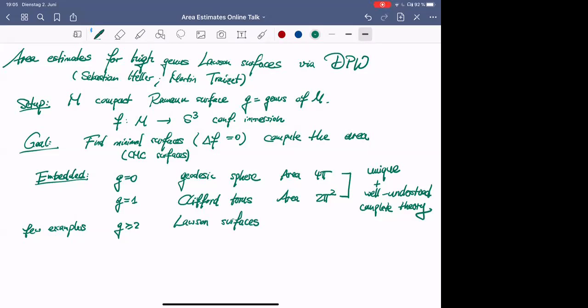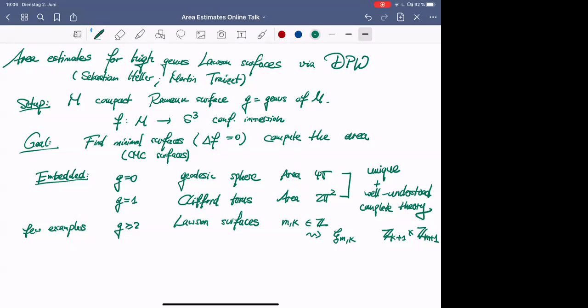I will draw pictures later, but for now, what you need to know is that you give me two integers, m and k, and you get one Lawson surface, called xi m,k, and it has a symmetry group, I would say, Z_{k+1} times Z_{m+1}, that is contained in the symmetry group of the surface.